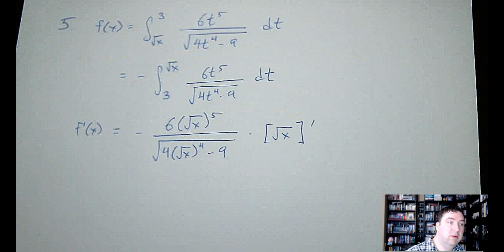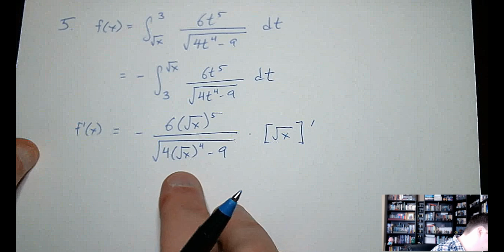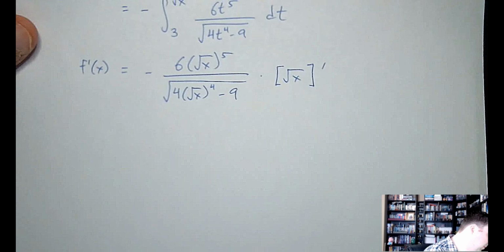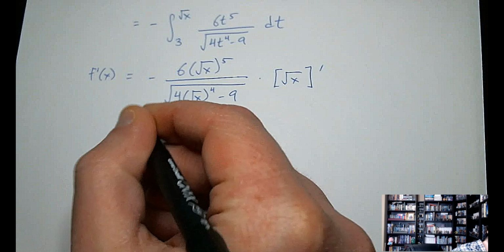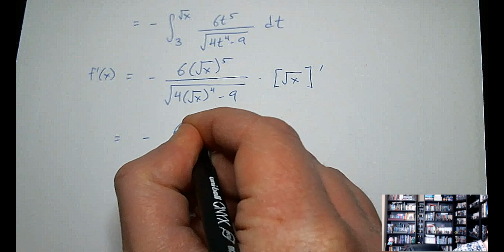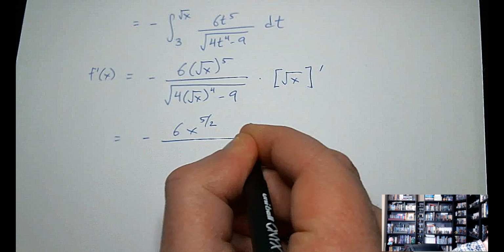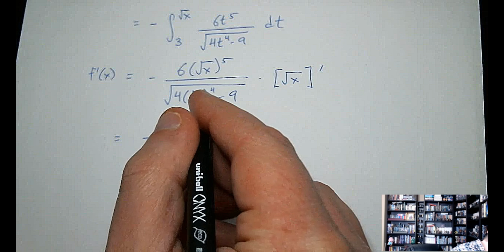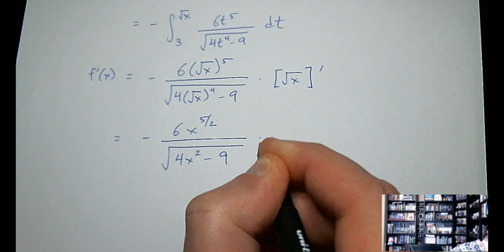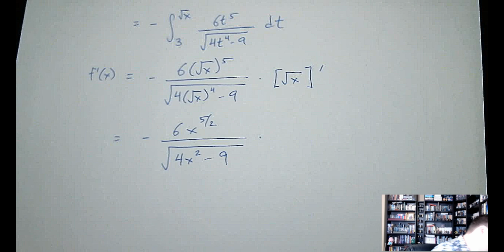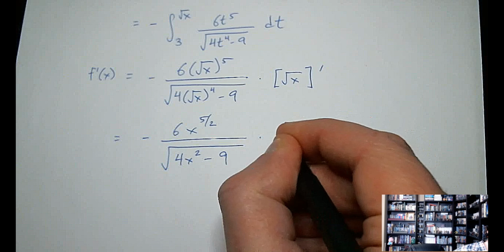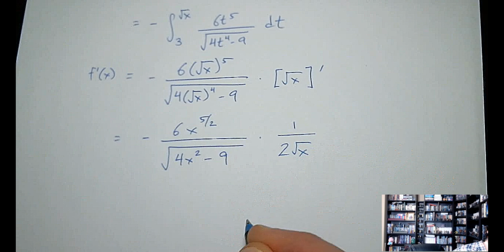All right. So let's simplify this part as we work out that other derivative. So that's -6 times x to the power of 5 over 2 divided by the square root of, that will be 4 times x squared minus 9. And then the derivative of the square root of x, or x to the power of 1/2, we know that's 1 over 2 root x.